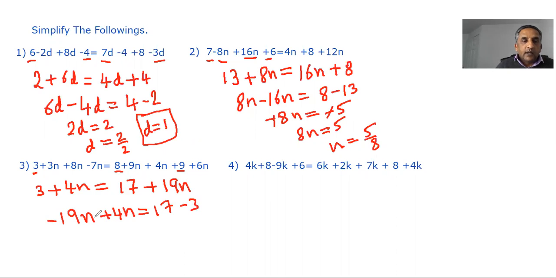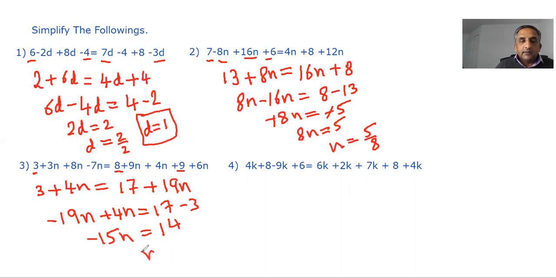Now we can work them out. Minus 19n and plus 4n, because one of them is plus and one of them is minus, we take them away. We do not add them. So it will be minus 15n is equal to, take 3 from 17, is 14.